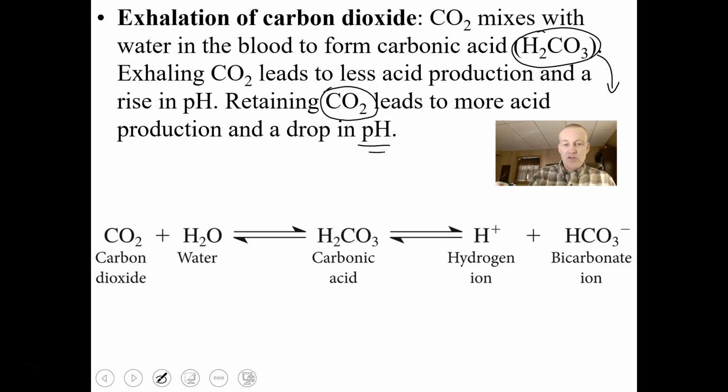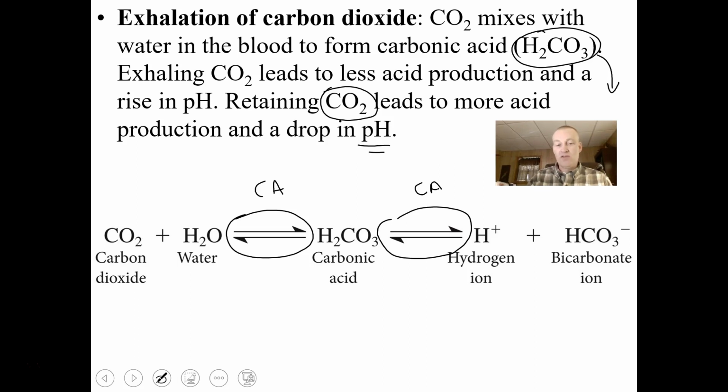If we look here, this is the carbonic acid bicarbonate buffering system. Notice these are reversible reactions. Carbonic anhydrase is the enzyme that's going to cause these reversible reactions. So if we get a rise or a fall in any of these particular things, you can shift to the left or to the right.